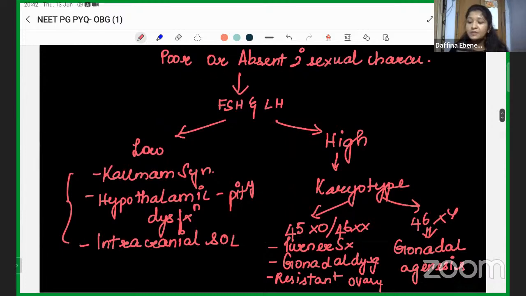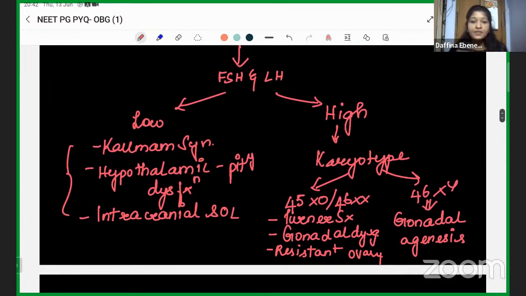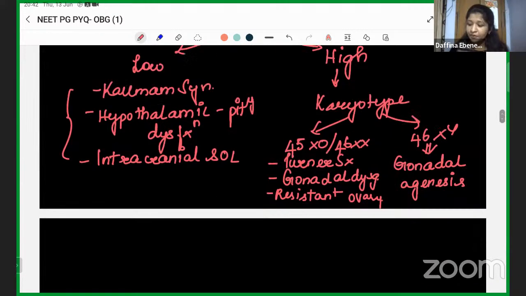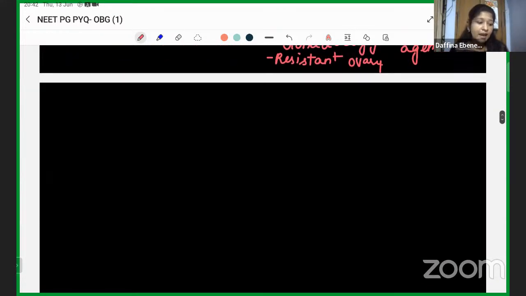So if there is poor or absent secondary sexual characteristics, you look at the FSH and LH. If the FSH and LH are low, there's some problem at the hypothalamic and pituitary level that is causing the primary amenorrhea. On the other hand, if it's high, you take a look at the karyotype. If it is 45XO or 46XX, it could be Turner syndrome, gonadal dysgenesis, or a resistant ovary syndrome. On the other hand, if it is 46XY, it could be gonadal agenesis. This is when secondary sexual characters were absent.